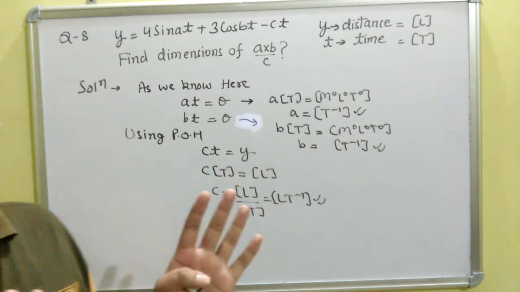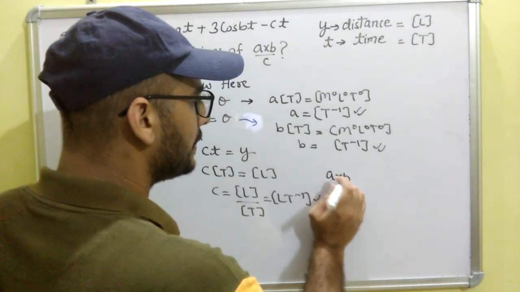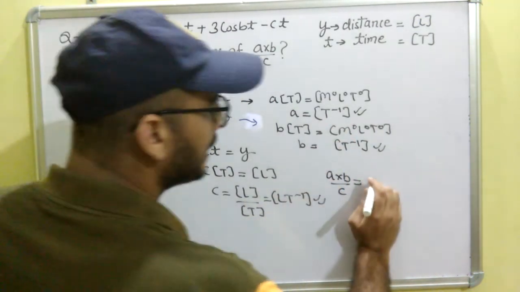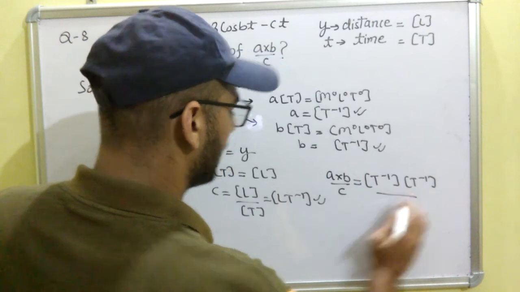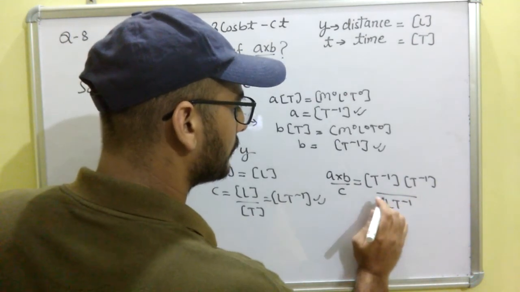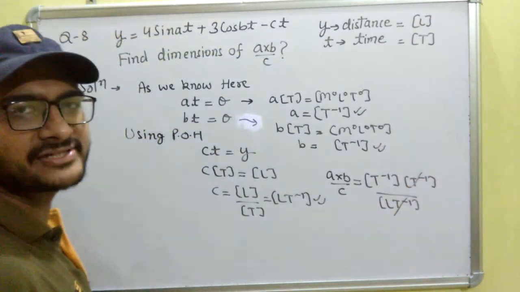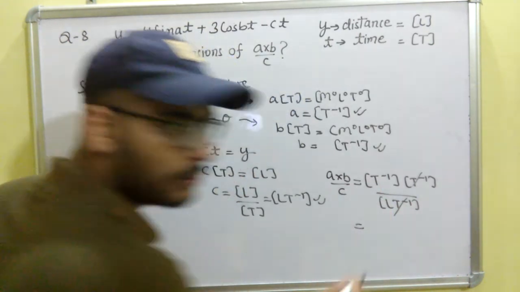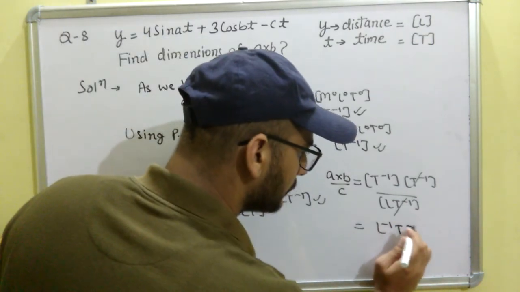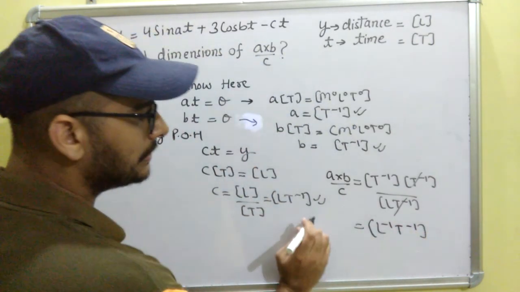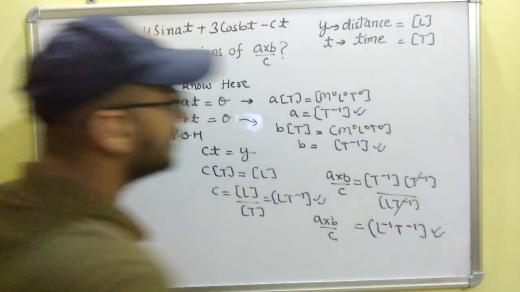But here we don't have to calculate A, B, C individually. Our target is A into B divided by C. So let's calculate that. A multiplied by B divided by C. A is equal to T minus 1. B is equal to T minus 1. And C is equal to L T minus 1. Okay. Now look over here. This T minus 1 and this T minus 1 will cancel out. So this L, when it goes to the numerator, becomes L minus 1. And T minus 1 we already have over here. So our final result of A multiplied by B divided by C is equal to L minus 1 T minus 1.